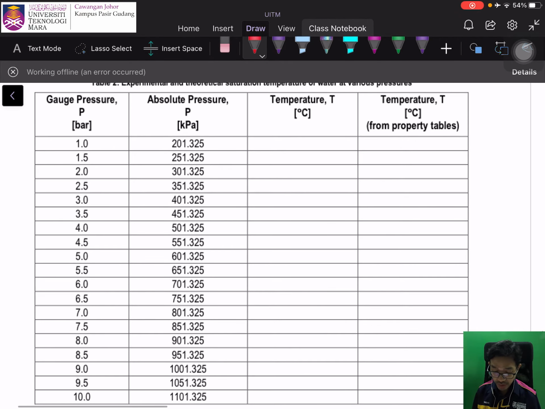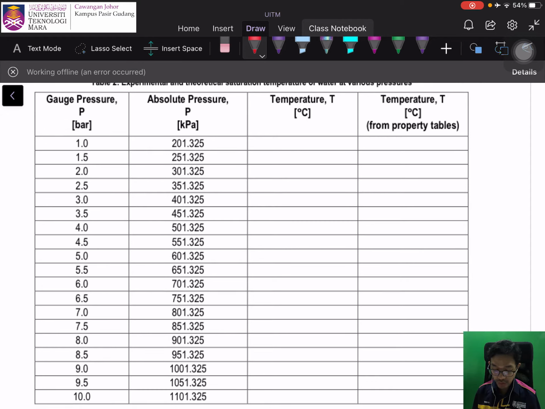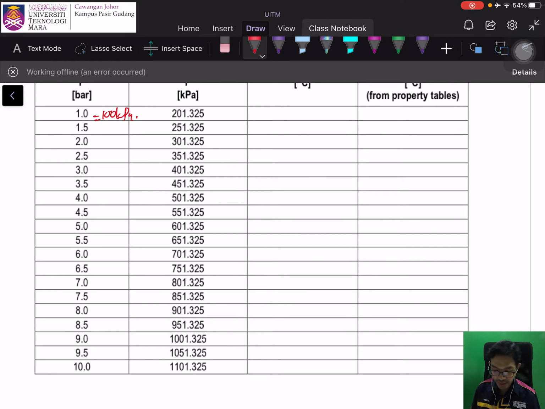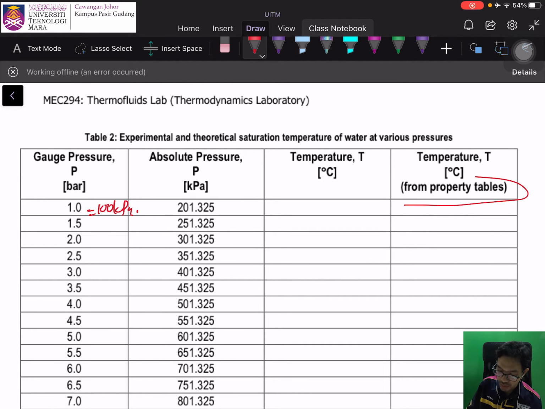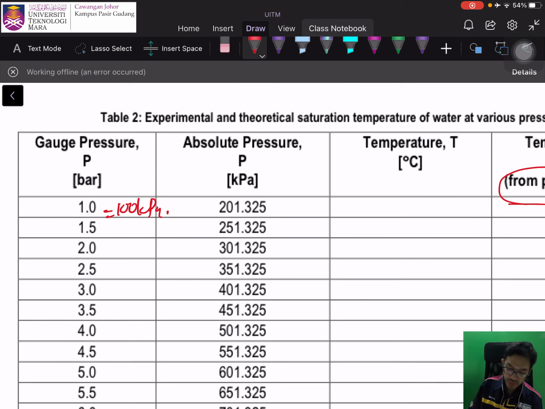Right, so basically you need to vary the pressure from 1 bar, equivalent to 100 kPa, and then change it until 10 bar, which is equivalent to 1000 kPa, because 1 bar equals 100 kPa. But if you want to read from the steam table or property tables, you need to look at the absolute pressure. So you need to take the gauge pressure value from the apparatus, and then do a conversion from gauge pressure into absolute pressure. You need to add 1 atm, or 101.325 kPa, and you will get this value.